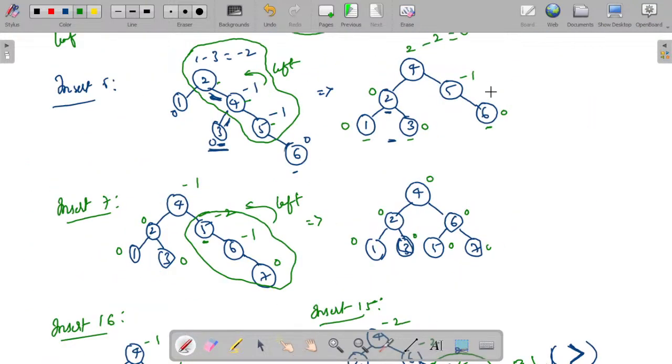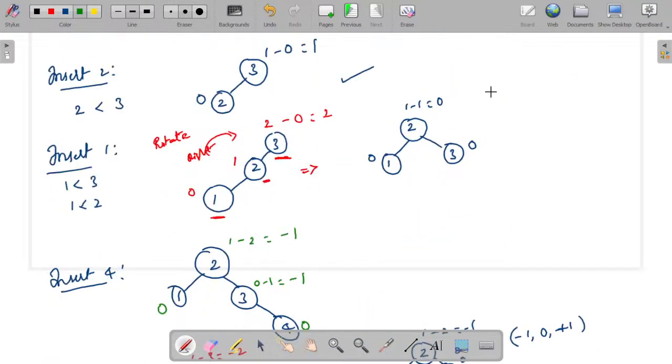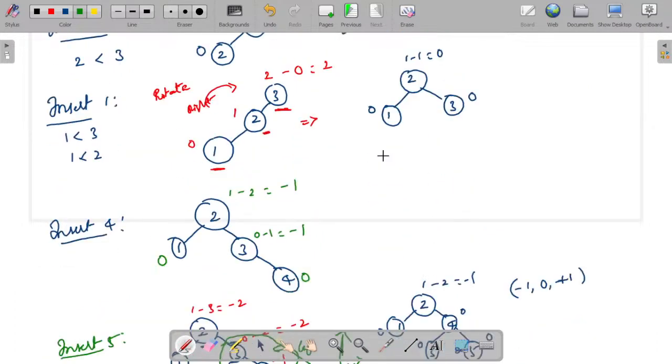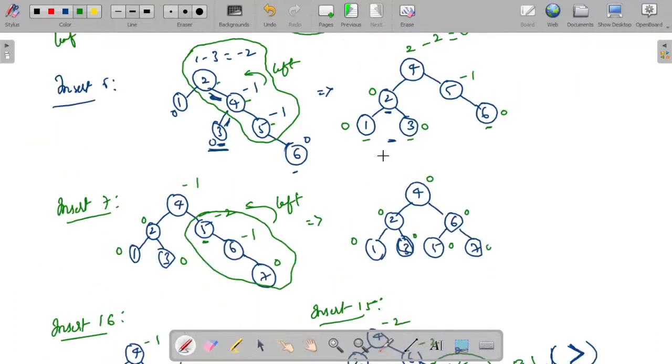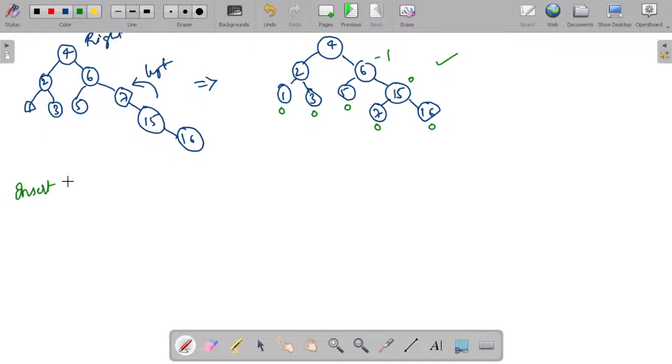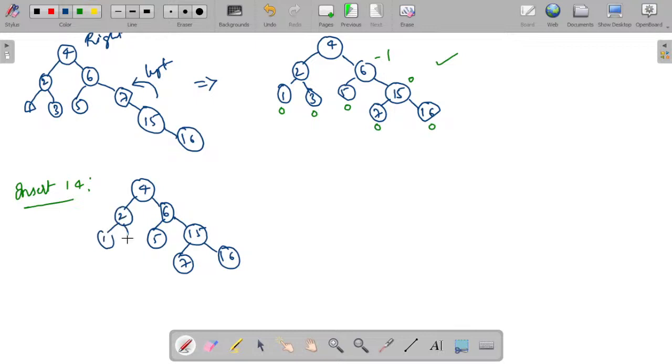And now we will insert the next element, which is 14. So to insert 14, this is what we do. First we consider the present tree, which is 4, 6, 15, 16, 7, 5, 2, 1, 3. Now we have been asked to insert 14. Where will 14 go?